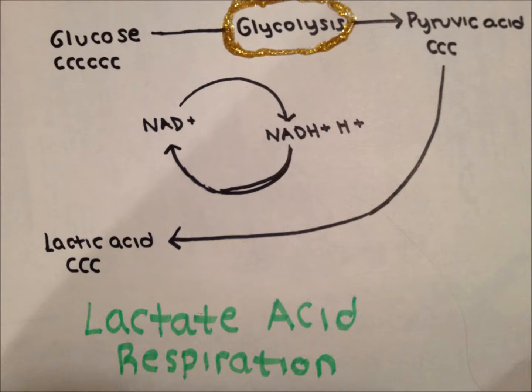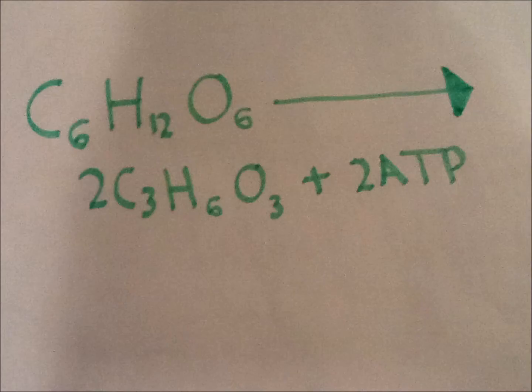Lactic acid fermentation is the process by which pyruvic acid is converted to lactic acid. For example, lactic acid fermentation is used in the making of cheese and yogurts.